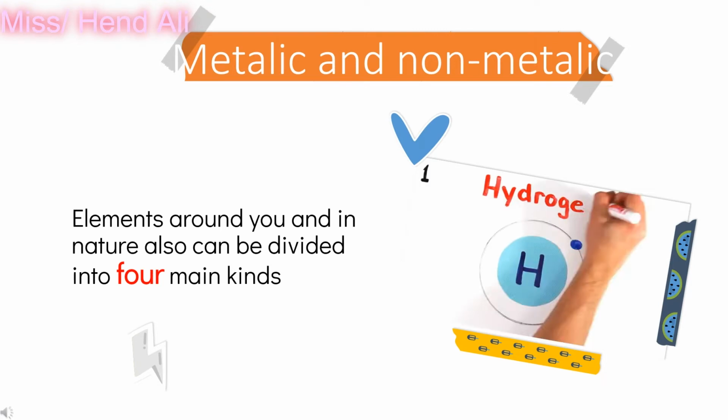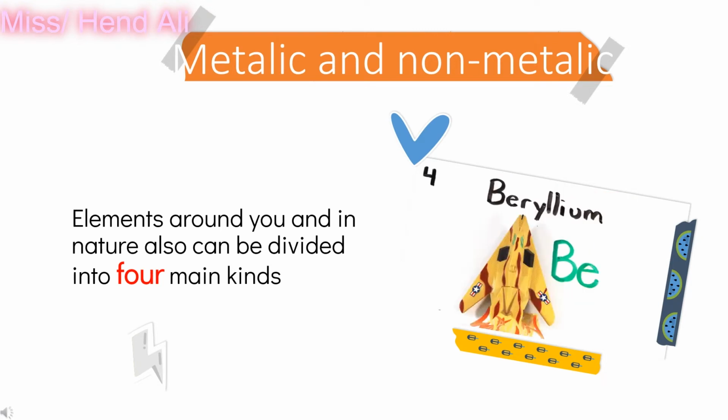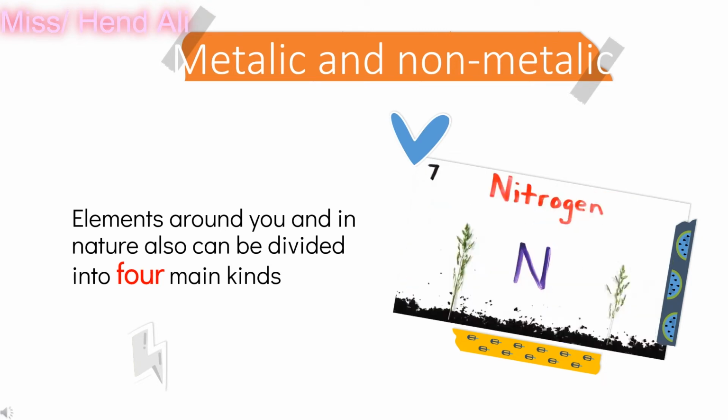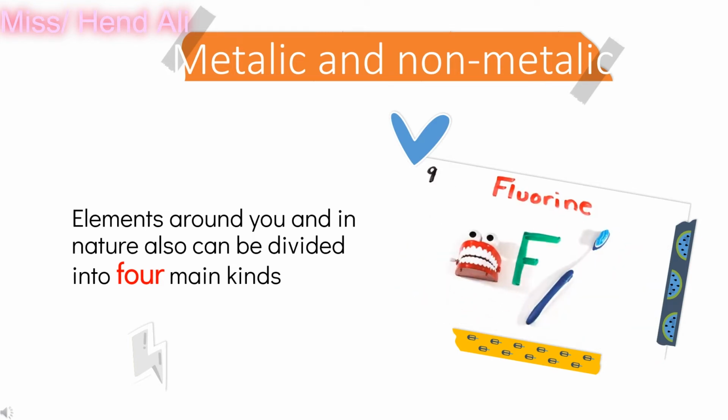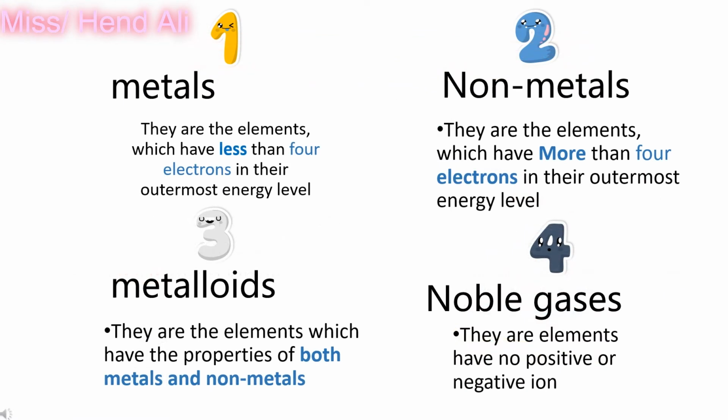You may think that elements are classified or divided into two kinds, but in fact, they are classified into four kinds. What are they? Come with me. The four kinds are metals, non-metals, metalloids or semi-metals, and noble gases.